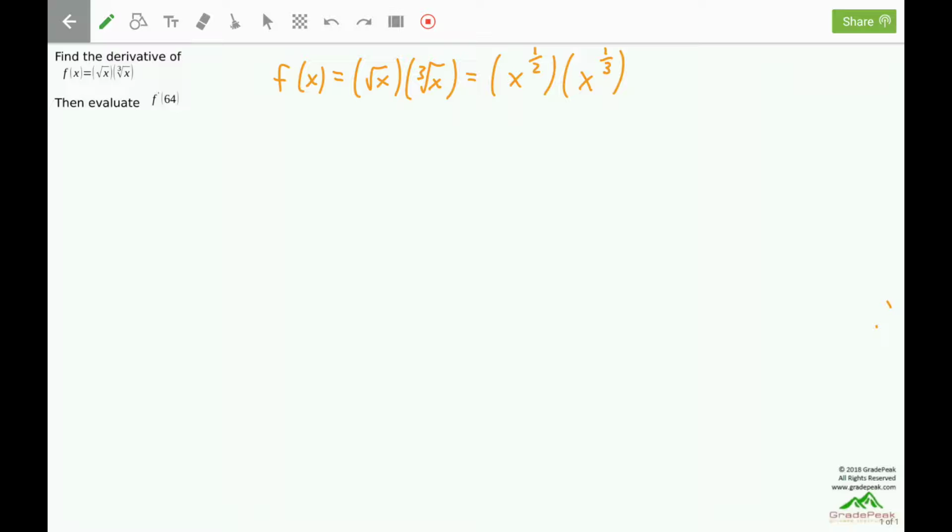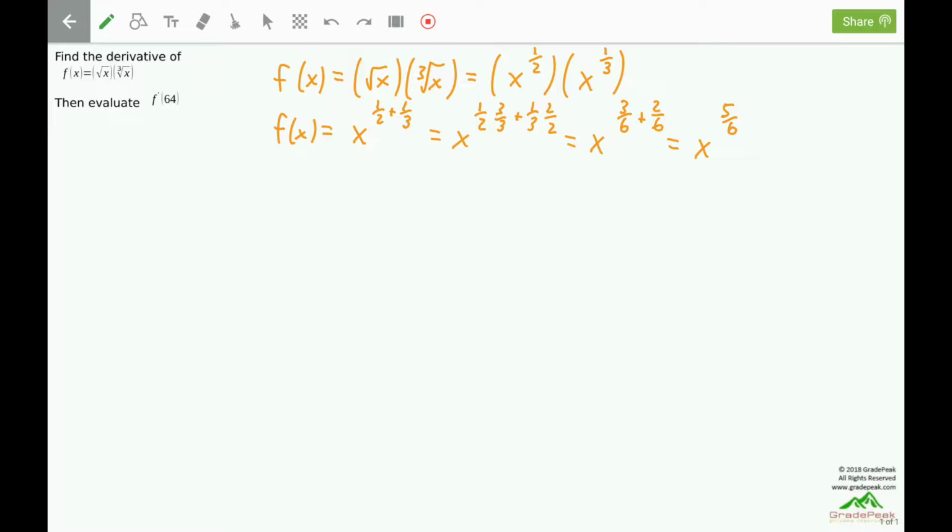We can combine these together by multiplication. That requires us to add those exponents, so 1/2 plus 1/3, which means we need a common denominator between them. I'm going to multiply the 1/2 by 3 over 3 and the 1/3 by 2 over 2. So this will be x to the 3 over 6 plus 2 over 6, which is going to give us x to the 5 over 6. So that original expression is all just equivalent to x to the 5 over 6.